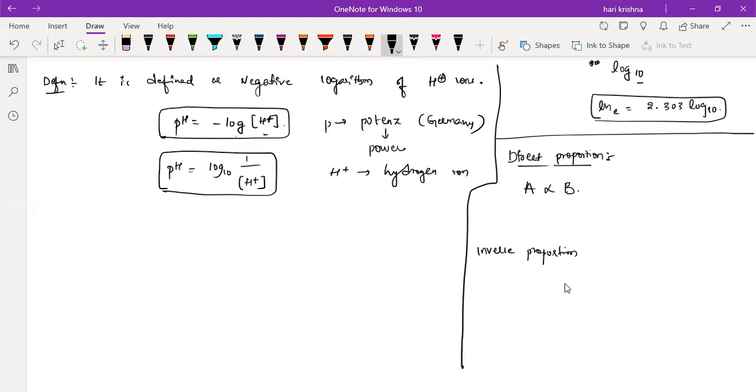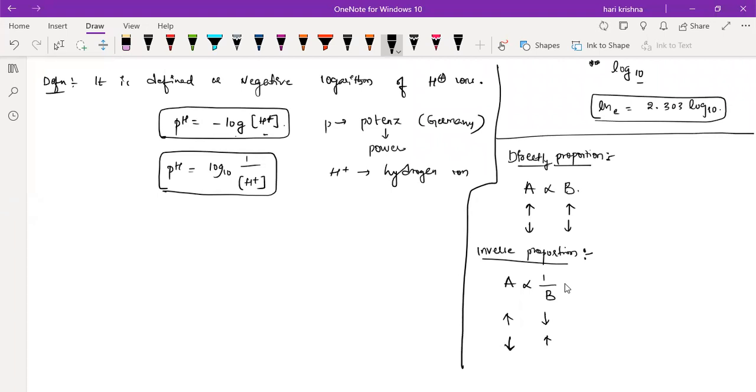Direct proportion means that if one quantity increases, the other also increases, and if one decreases, the other decreases. In inverse proportion, if one decreases, the other increases, and if one increases, the other decreases. Good. Suppose A is directly proportional to B: if A increases, B also increases, and if A decreases, B also decreases. Next, A is inversely proportional to B, where B is in the denominator: if A increases, B decreases, and if A decreases, B increases.